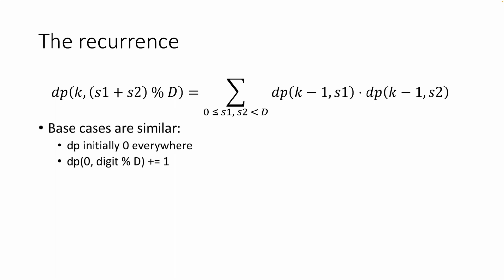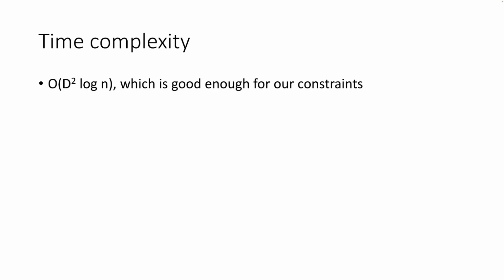The base cases will be similar. We should initialize dp with 0 initially and increment dp of 0 and digit modulo d by 1 for each digit. The time complexity of this will be order d squared log n, which is good enough for our constraints.